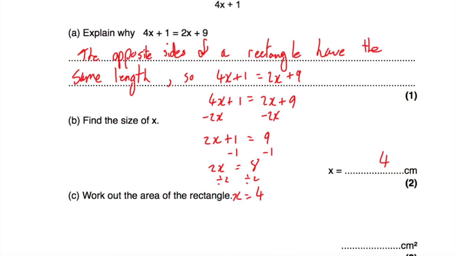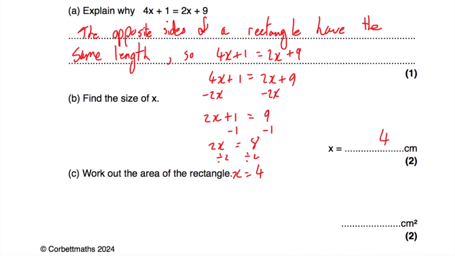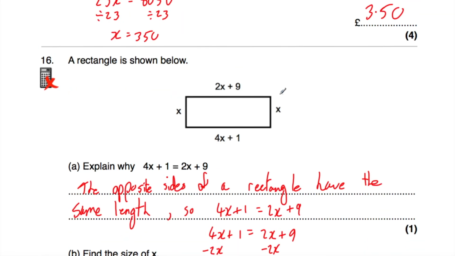And then part C says find the area of the rectangle. So we want to find the area of this rectangle. We know that x is 4, so that's 4 centimetres. In terms of the length here, well, this is 4x plus 1. x is equal to 4, so 4 times 4 is 16, plus 1 is 17. So that is 17 centimetres there. And likewise, 2 times 4 is 8, plus 9 is 17, so that's 17 as well. So we've got that the length of the rectangle is 17, and the width of it is 4.